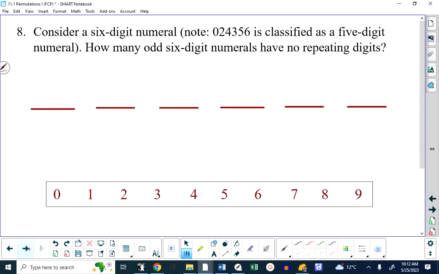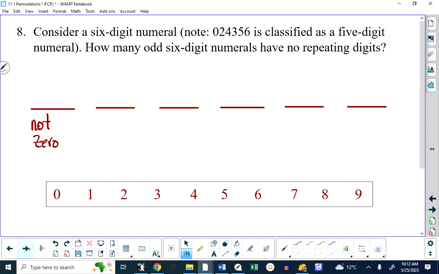Consider a 6-digit numeral. A numeral is a group of digits strung together. But I'm making a note here that even though there are 6 digits in 0, 2, 4, 3, 5, 6, that is a 5-digit numeral. A 6-digit numeral never starts with 0, because if it starts with 0, it's not a 6-digit numeral. It's a 5-digit numeral. So right away, if we're looking at how many different numerals we can get, this is not 0.